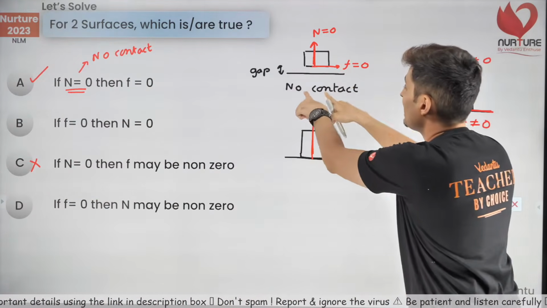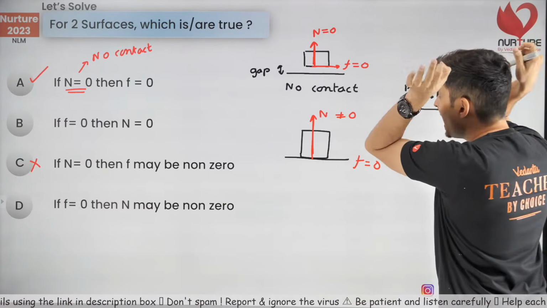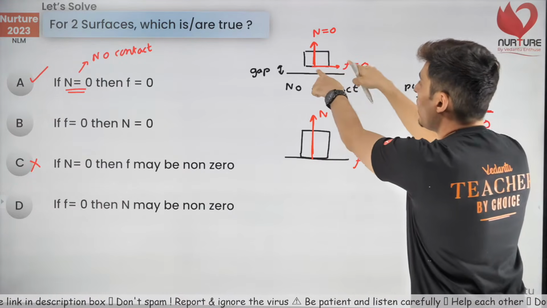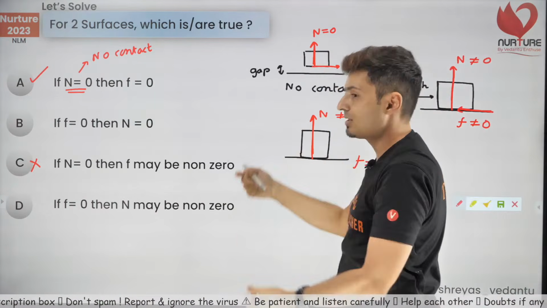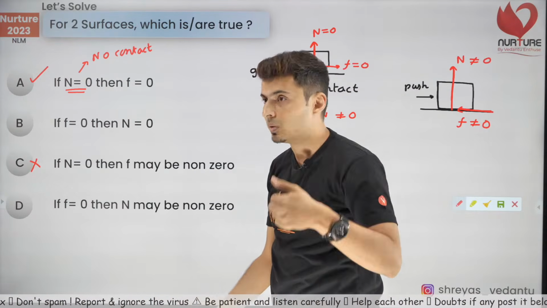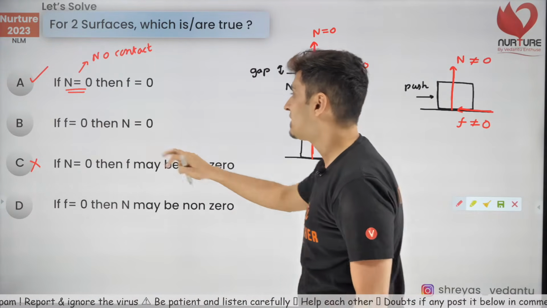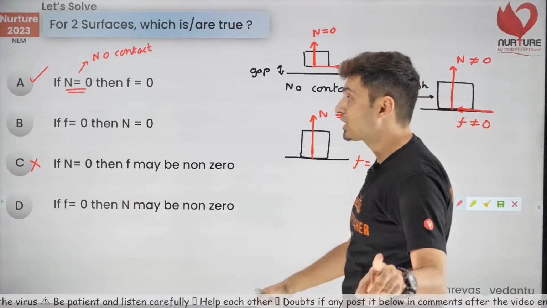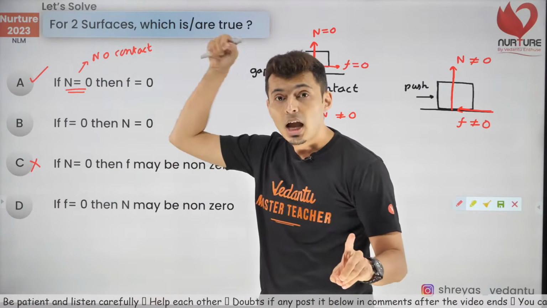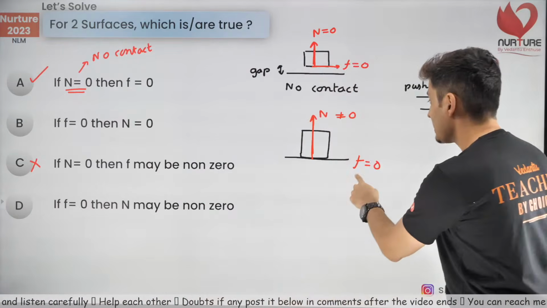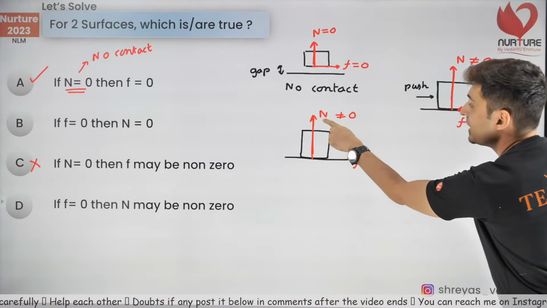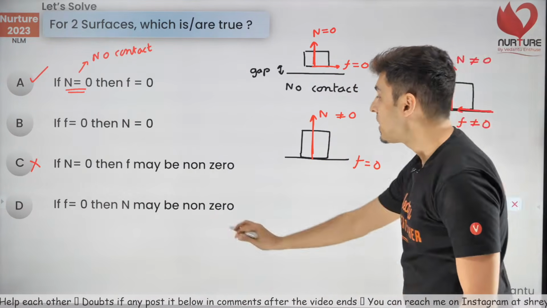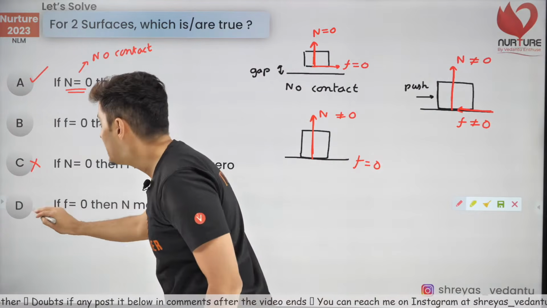If normal is zero, no contact, friction has to be zero. It's impossible: normal is zero, but friction is there. Cool. Now, if friction is zero, then normal has to be zero? That is wrong. Look at this. If friction is zero, normal may not be zero. Hence, option D is correct.